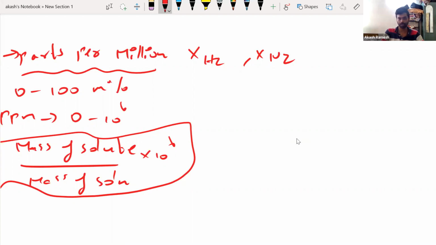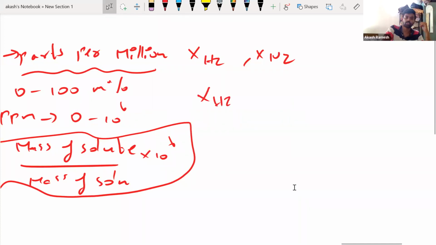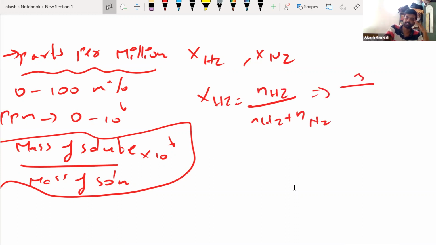It's a direct formula substitution. I don't think you should be requiring so much time. 3 by 8 and 5 by 8. Yeah, very simple. So I write X of H2 will be number of moles of H2 divided by number of moles of H2 plus number of moles of N2. Number of moles of H2 is 3, and number of moles of N2 is 5. So it will be basically 3 by 8.